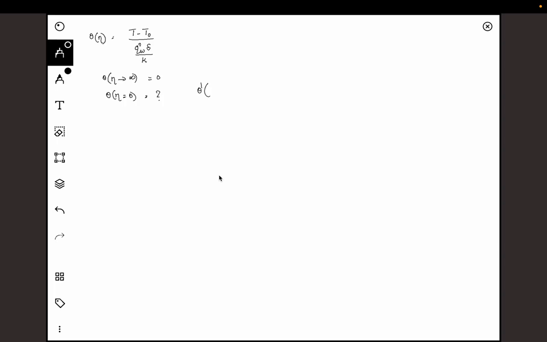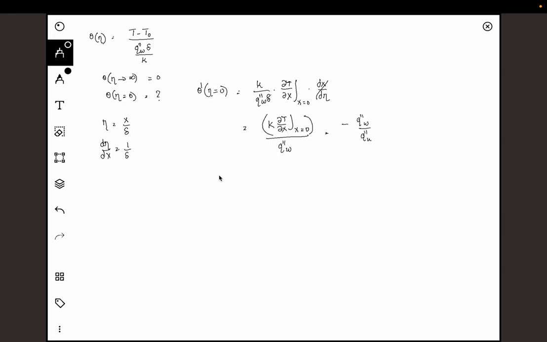But what we know for sure is theta prime. We can compute theta prime at eta equal to 0, which is basically d theta by d eta, or I'll write it as k by qw prime delta times del T by del eta. I will write it as del T by del x at x equal to 0 times dx by d eta. Eta is basically x by delta, so d eta by dx is 1 by delta. So this and this will get cancelled. And this particular quantity, k times del T del x at x equal to 0 divided by qw prime, is minus qw prime by qw prime. So this comes out to be minus 1.